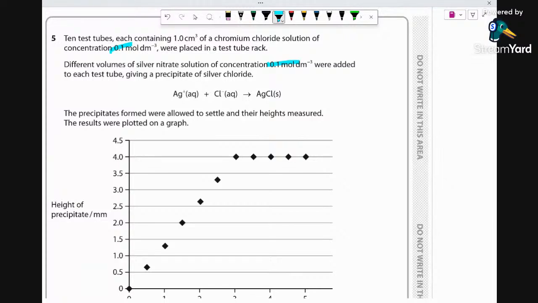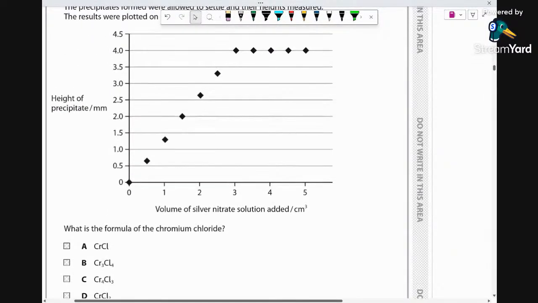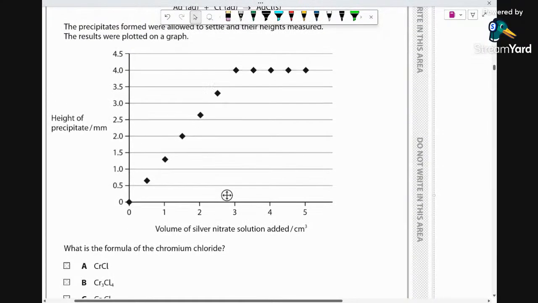Not a very good practical. It wouldn't work practically, but whatever. They never settle out the same. It's all a little bit wishy-washy, that practical, but still. I get the premise. So what we're doing is we've got volume of silver nitrate solution added in centimeters cubed. So we've added 1 centimeter cubed. We've actually added halves as well.